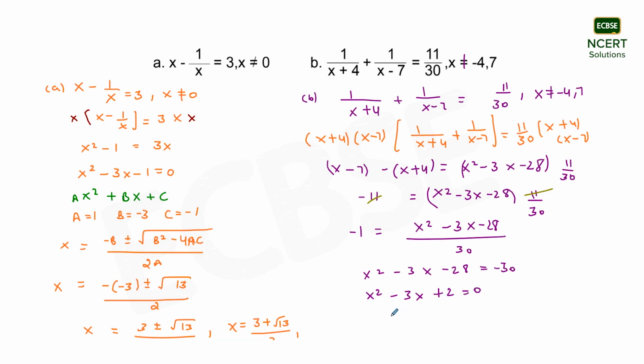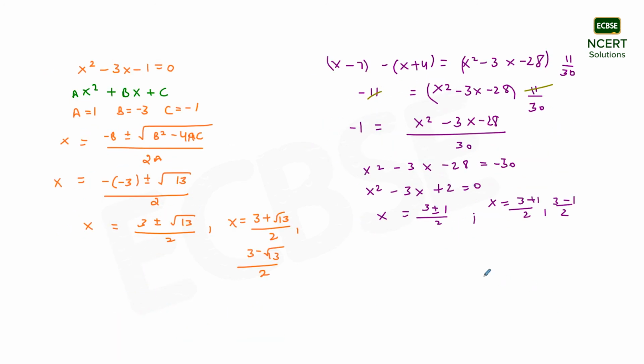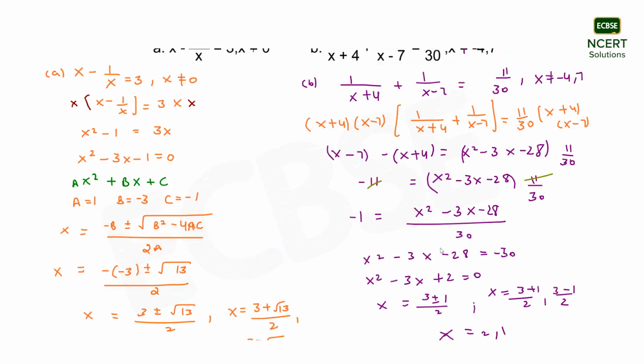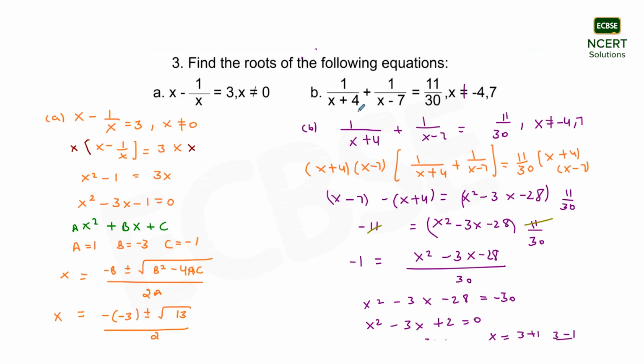Again applying the quadratic formula, here x comes out to be equal to 3 plus minus 1 divided by 2. Writing the plus minus sign separately, here x is equal to 3 plus 1 by 2 and 3 minus 1 by 2. So x will be equal to 2 and 1. So 2 and 1 are the roots of the second quadratic equation provided in question third.